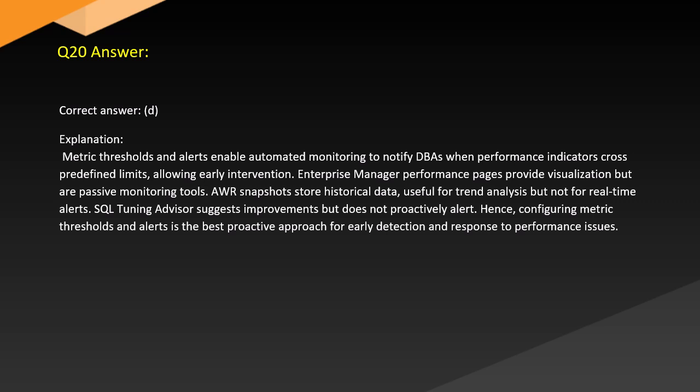Enterprise Manager performance pages provide visualization but are passive monitoring tools. AWR snapshots store historical data useful for trend analysis but not for real-time alerts. SQL Tuning Advisor suggests improvements but does not proactively alert. Hence, configuring metric thresholds and alerts is the best proactive approach for early detection and response to performance issues.